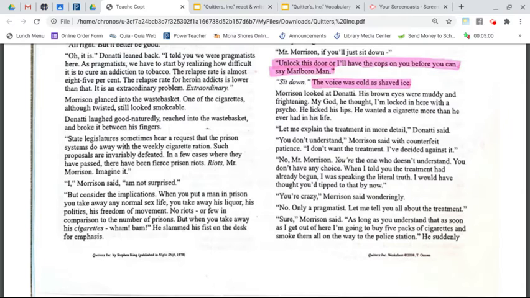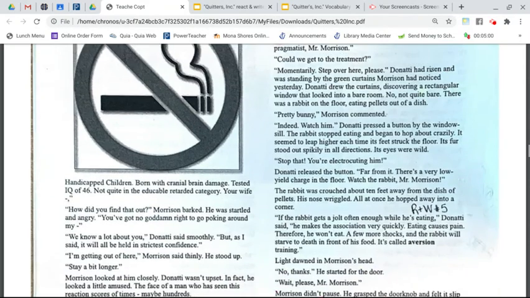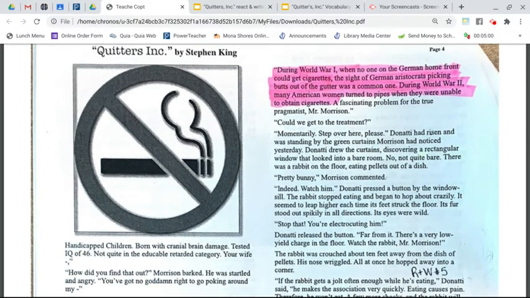"But consider the implications. When you put a man in prison, you take away a normal sex life. You take away his liquor, his politics, his freedom of movement. No riots, or few in comparison to the number of prisons. But when you take away his cigarettes, wham, bam!" He slammed his fist on the desk for emphasis. "During World War I, when no one on the German home front could get cigarettes, the sight of German aristocrats picking butts out of the gutter was a common one. During World War II, many American women turned to pipes when they were unable to obtain cigarettes. Fascinating problem for the true pragmatist, Mr. Morrison." "Could we get to the treatment?"